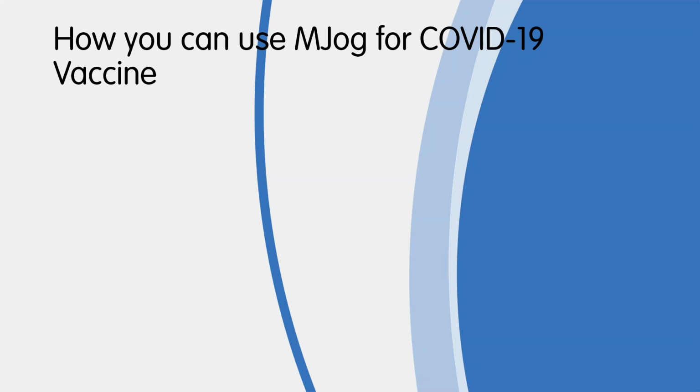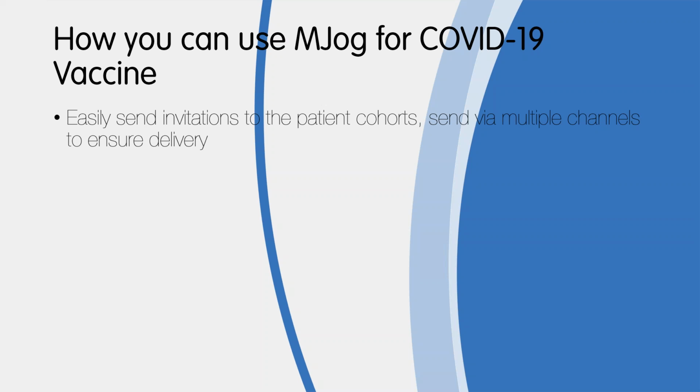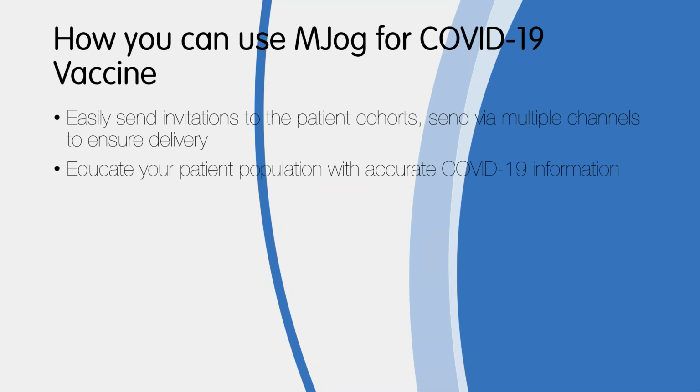So how can you use MJog for the COVID-19 vaccine? You can easily send invitations to the patient cohorts and also send them via multiple channels. We've got templates for SMS, for Smart. MJog Smart is an add-on. About 50% of our CCGs have MJog Smart, so if you are one of those, make sure you contact your account manager or your CCG contact to make sure that you can get it. And we've also got email as well.